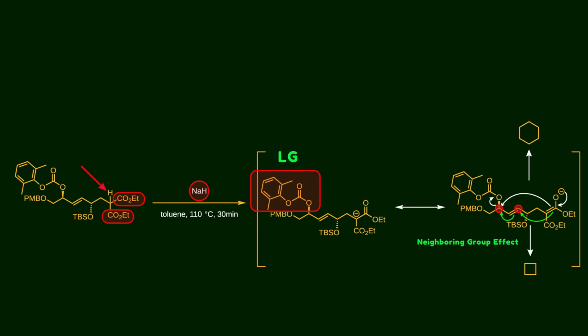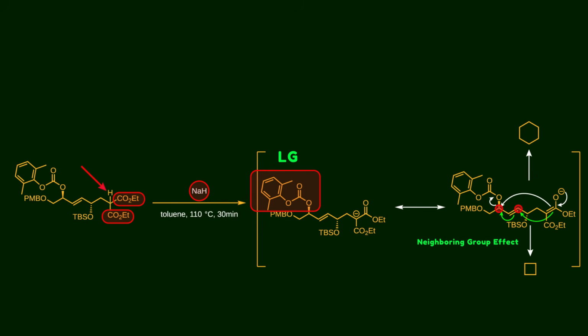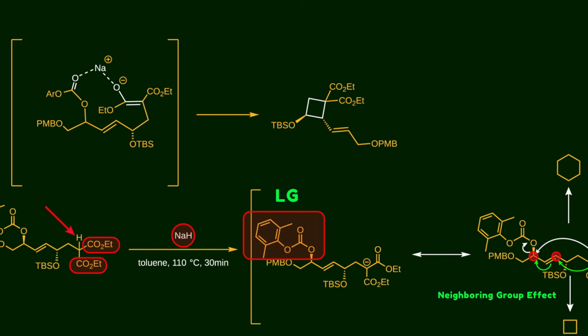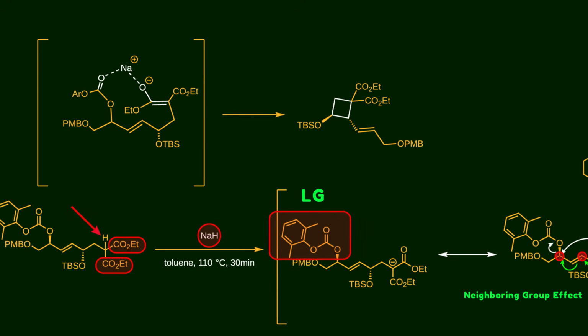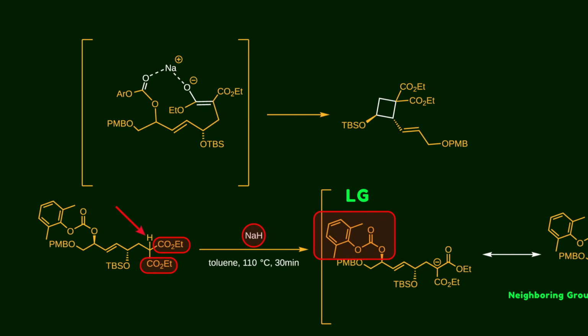You might think that a 6-membered ring is more stable than a 4-membered ring, so it should be the major product. But that's not the case. Actually, the 4-membered ring is the major product. Let's take a look at the transition state to see what happens.